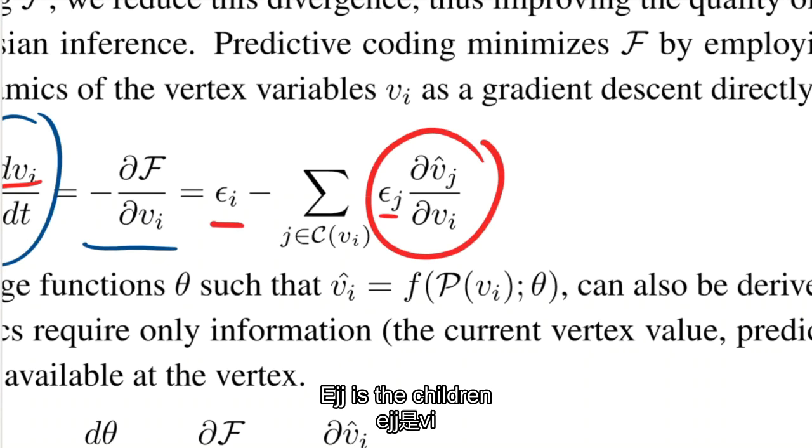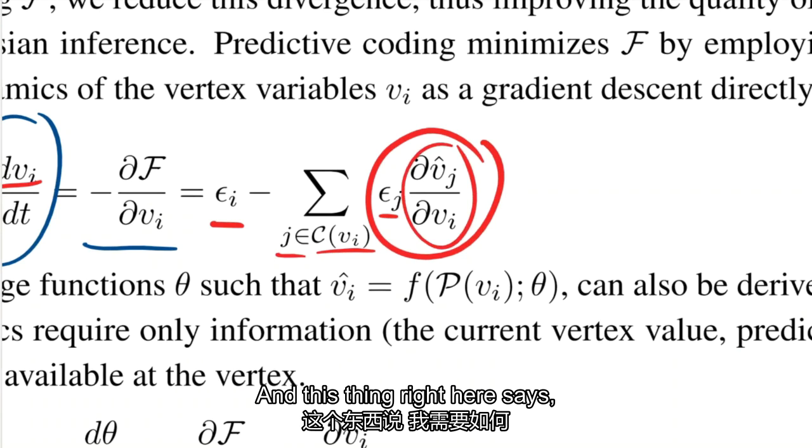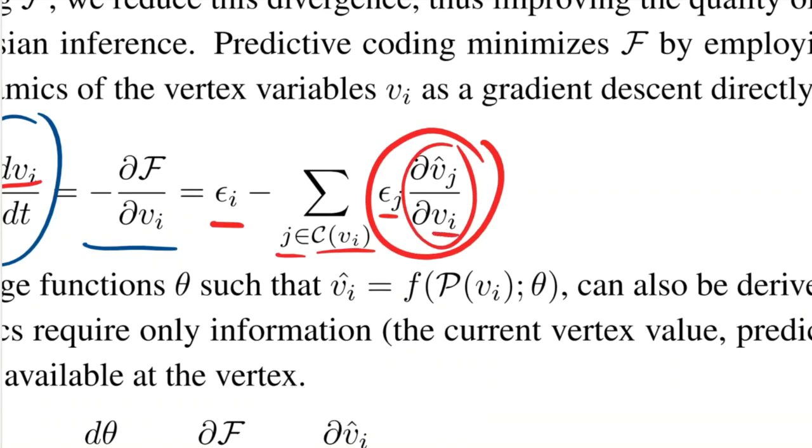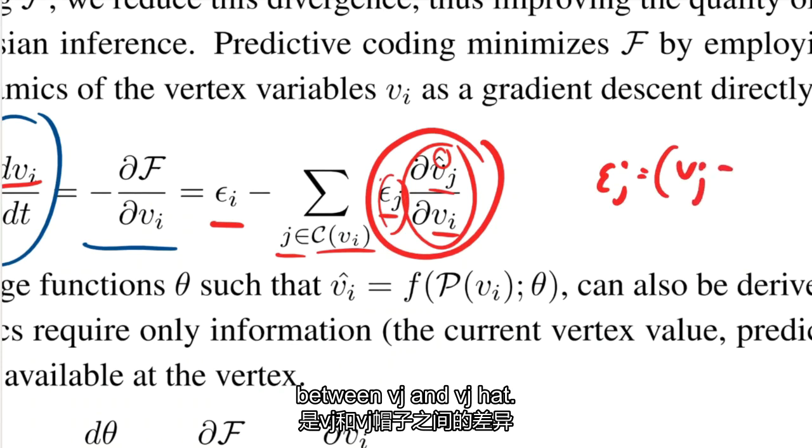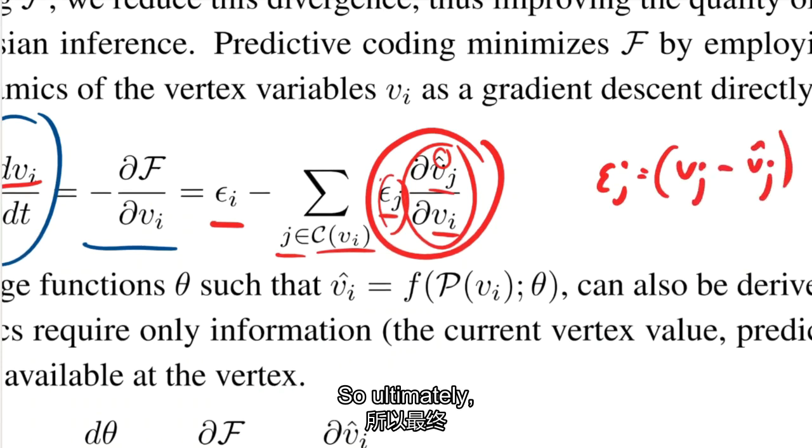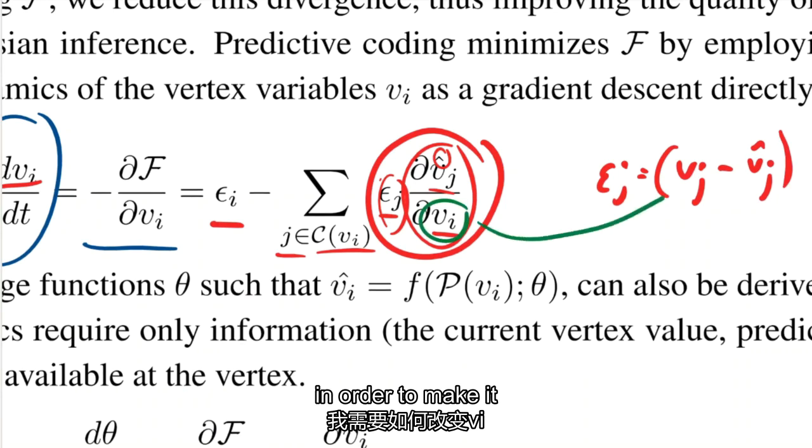But also, we want to go into this direction right here. So j are the children of Vi, and this thing right here says, how do I need to change my guess of Vi to make it fall more in line with Vj? And you see here that's Vj, the initial thing, but then of course the error j is going to be the difference between Vj and Vj hat. So ultimately you are saying, how do I need to change Vi in order to make it more commensurate with Vj after going through the layer?